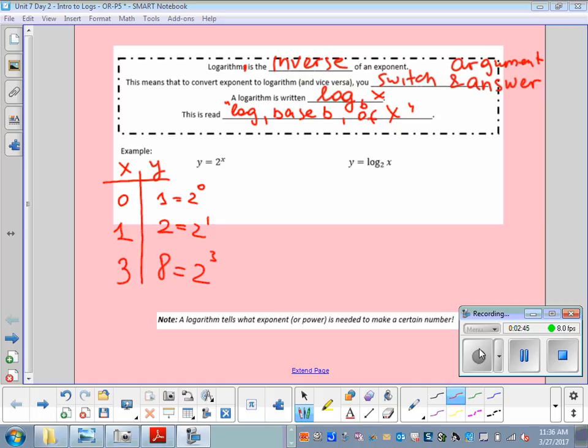So if I'm looking now at the inverse function, the log function, I would have to switch x and y places, correct? So instead of 0, 1, I have 1, 0. Instead of 1, 2, I have 2, 1. And instead of 3, 8, my point becomes 8, 3, correct? So we switch x and y as we did before for the inverses.